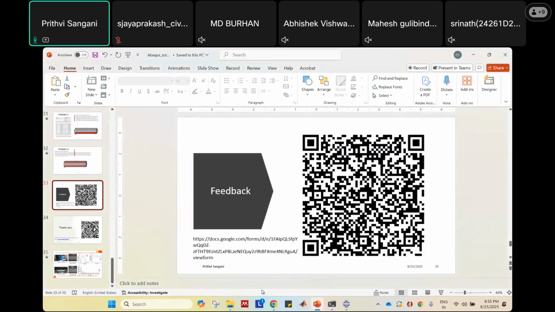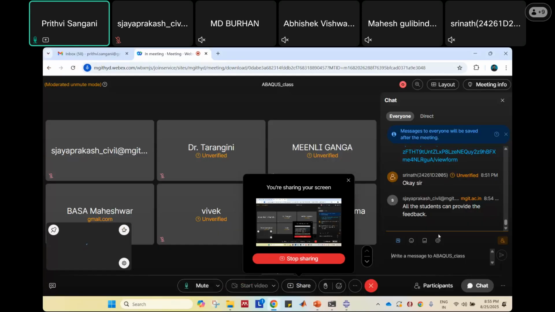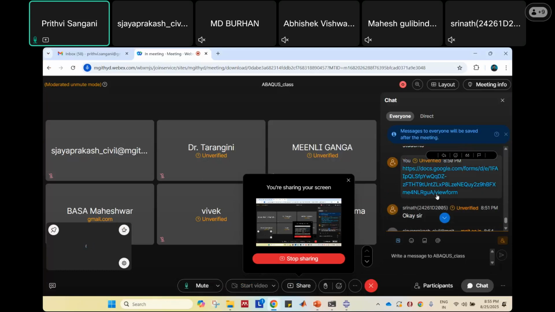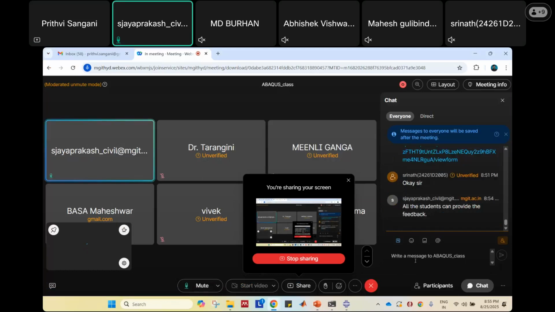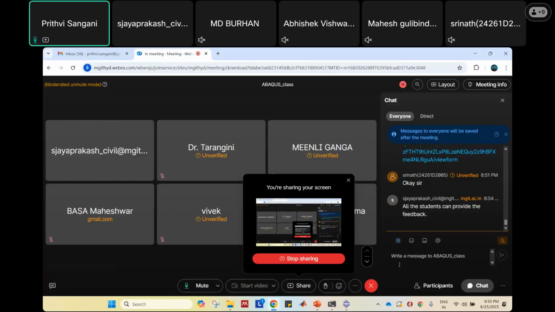Okay, anything else if you want to tell, you can. All the students will provide the feedback. So Prithvi sir, when you are showing that RC beam, just explain to them how the damage parameters can be calculated. Okay, sure. From the experimental results and the known model, they will understand the damage thing. Yes, so what JP sir is asking is how the inputs are generated.